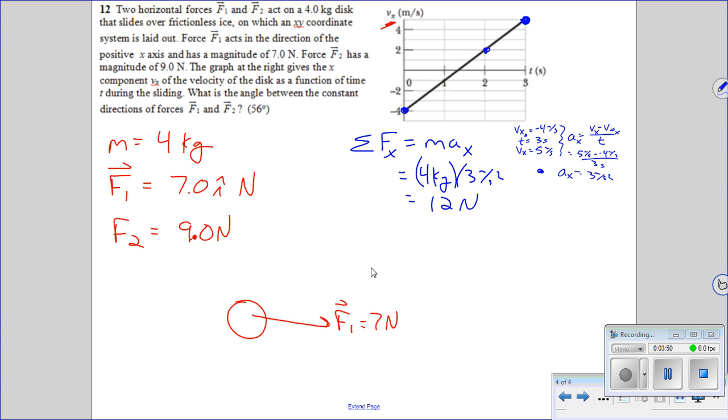So what that means is that the x components of my forces have got to add up to 12. Well, look, the x component of F1 is just 7, right? So that means that 7 newtons plus the x component of F2 have got to add up to 12 newtons, right? So the x component of F2 has got to be 5 newtons. Haha, we are making progress.